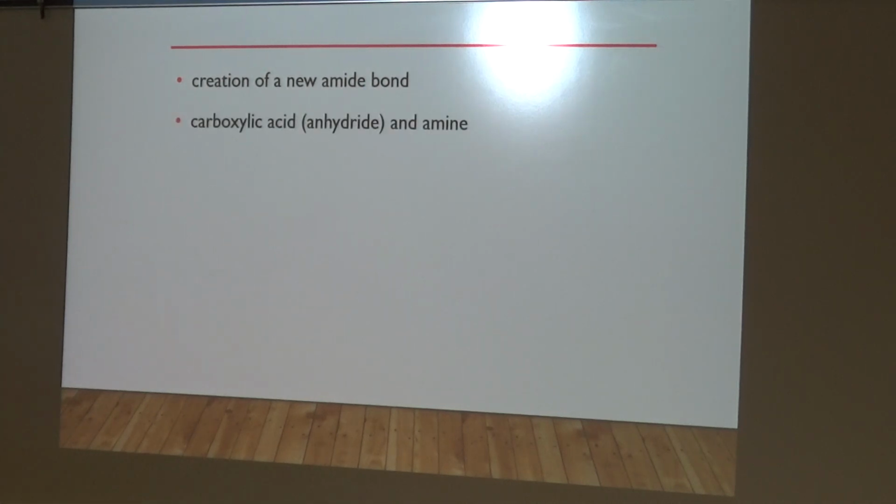In order to do this, we're going to use a carboxylic acid and an amine. Amines and carboxylic acids are what you use to create amides. Amides are made from carboxylic acids and amines, just like last week we saw carboxylic acids and alcohols make esters.